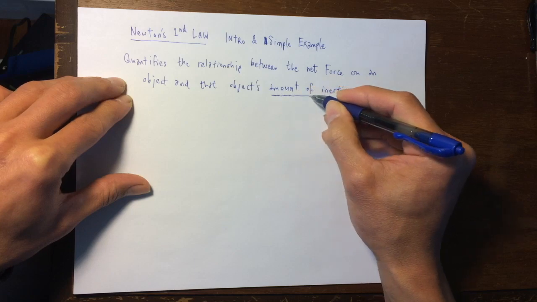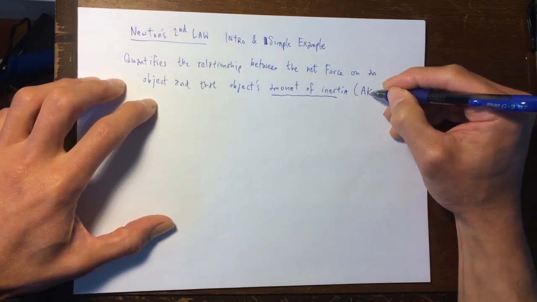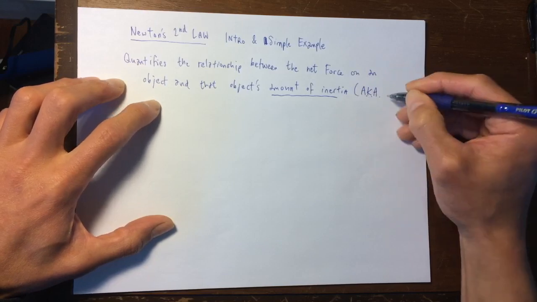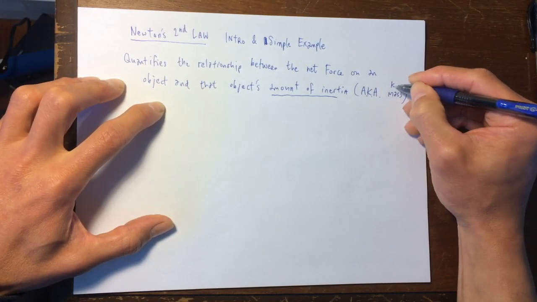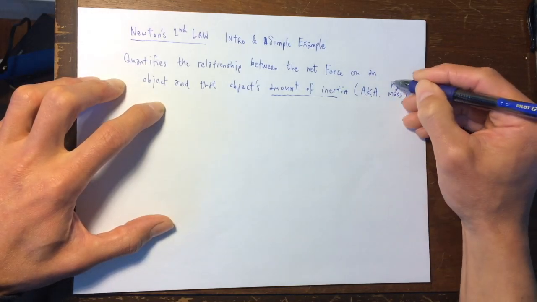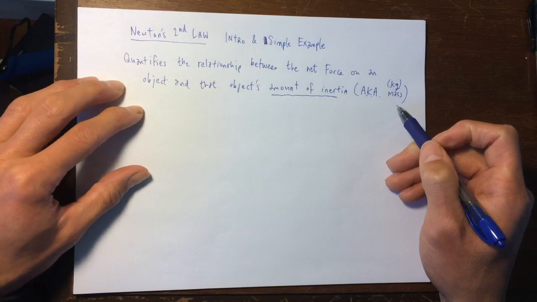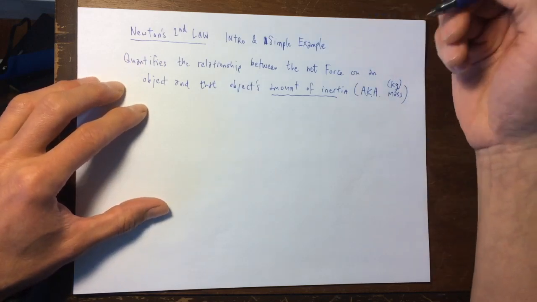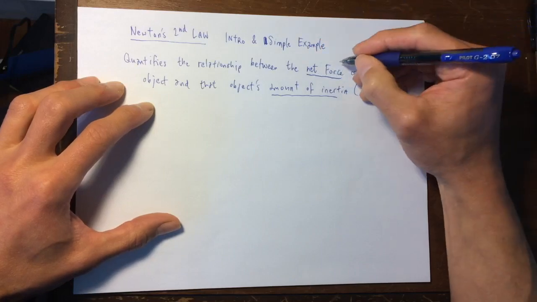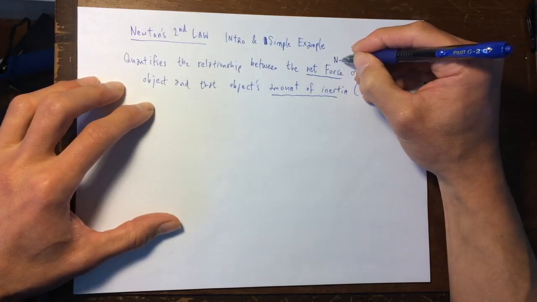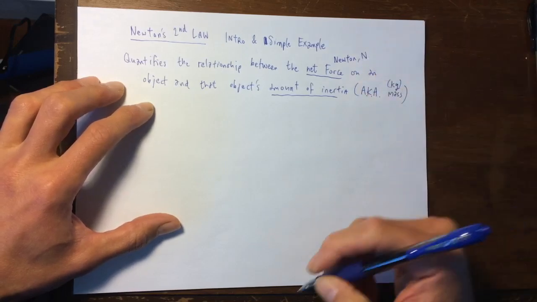The amount of inertia is also known as the object's mass. And mass, we're going to use the unit of the kilogram to start describing in the dimension of mass. Remember the net force, this is a vector, and we're going to use the unit called the Newton, which is symbolized with a capital N.